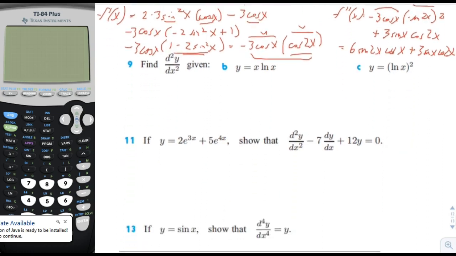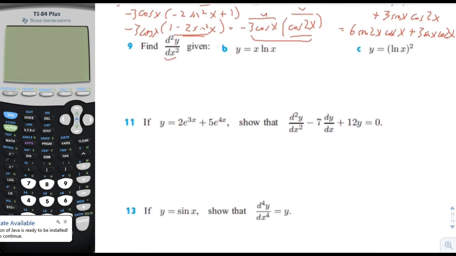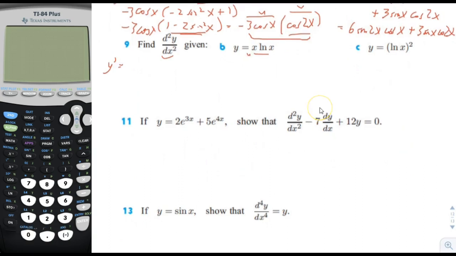Okay? All right, number 9. Find the second derivative given that the function is x log x. So the first derivative of that, if we use the product rule here, we make x into u and log x into v. Then basically it's x times the derivative of log x, which would be 1 over x, plus the derivative of u, which would be 1, times log of x. So that's the first derivative.